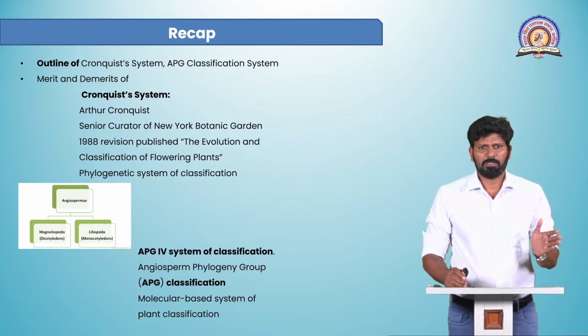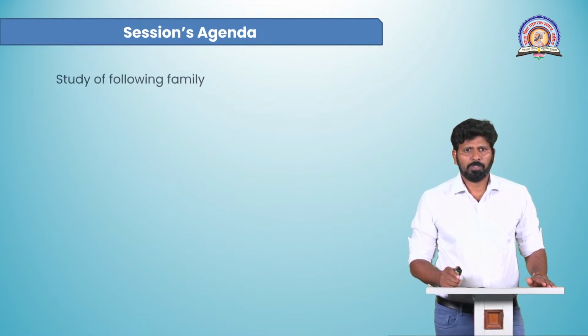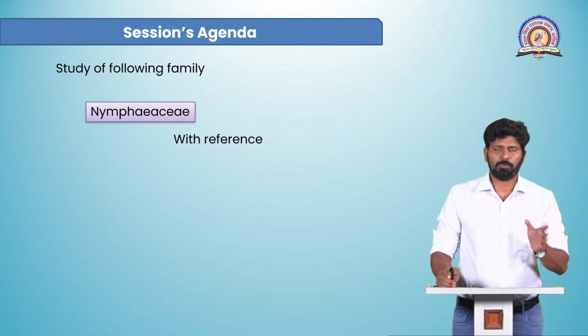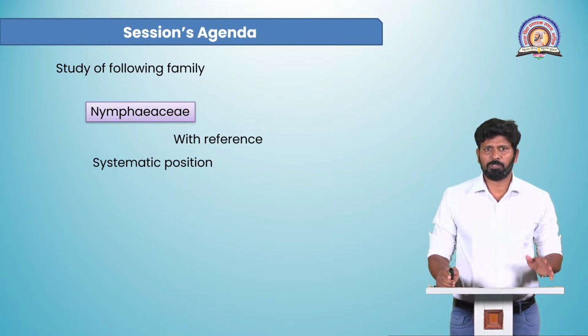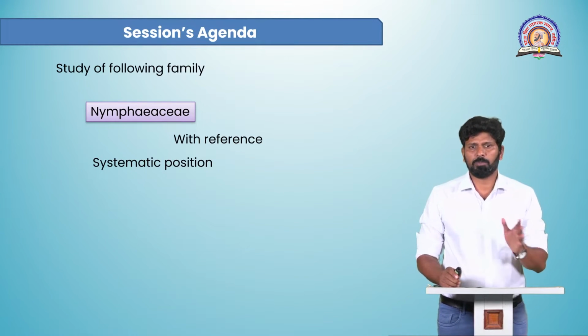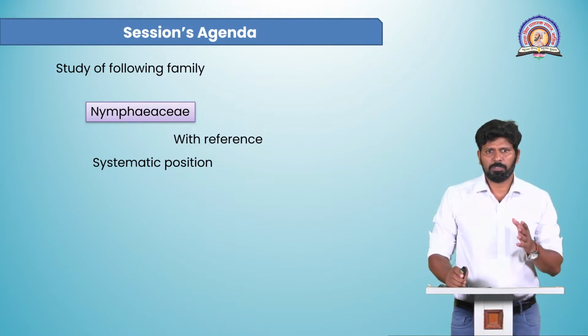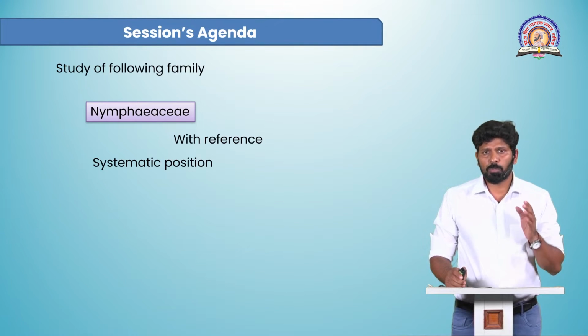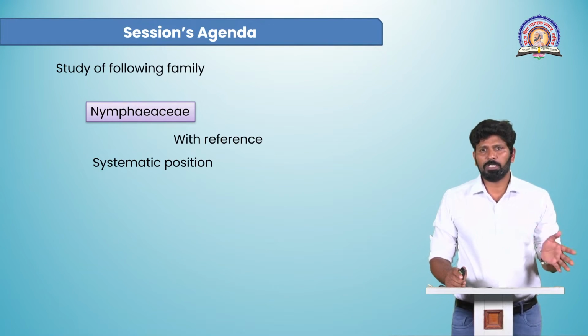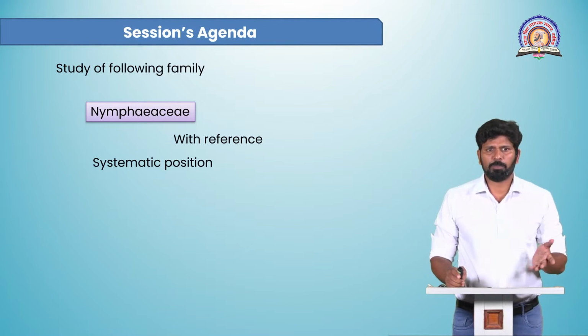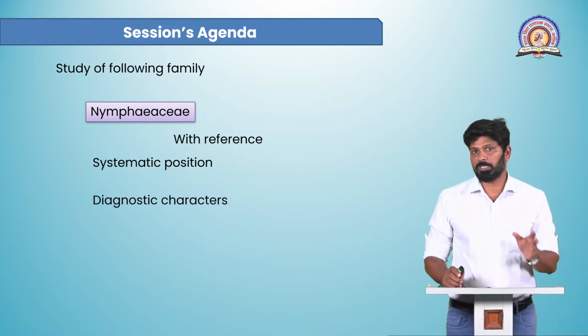These are the topics we have studied previously. Today we are going to study the family Nymphaceae with reference to its systematic position. The systematic position is according to Bentham and Hooker's classification system, because the Bentham and Hooker system is mostly followed in India, as it is more practical and in the field we can use this classification system very efficiently. So we are going to discuss the systematic position of family Nymphaceae according to the Bentham and Hooker system of classification.